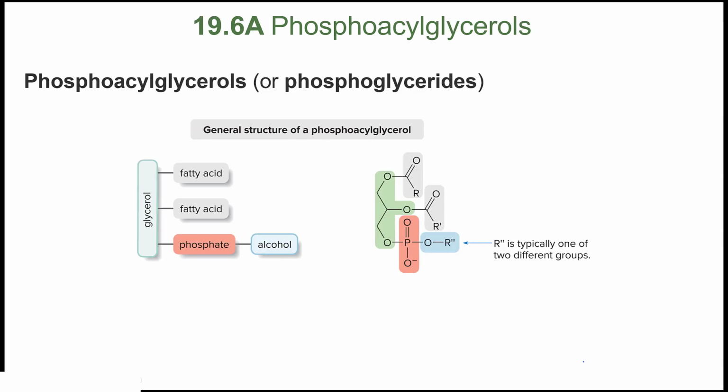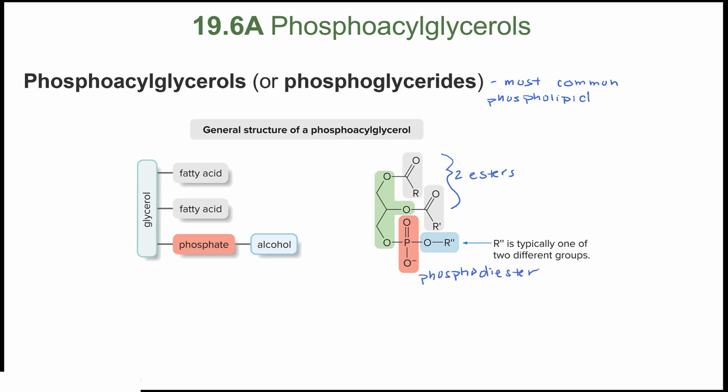Phosphoacylglycerols are also called phosphoglycerides. These are the most common type of phospholipid. So again, we have the block diagram with glycerol, the 2 fatty acids, a phosphate group connected to an alcohol, and this is what it would look like chemically. So glycerol has the 3 carbon chain that's shown in green there, and then we have 2 regular ester bonds. So there's 2 esters there, and then this is going to be our phosphodiester.